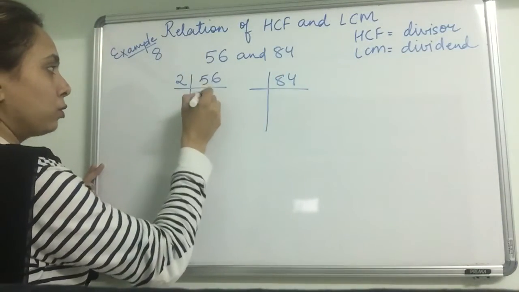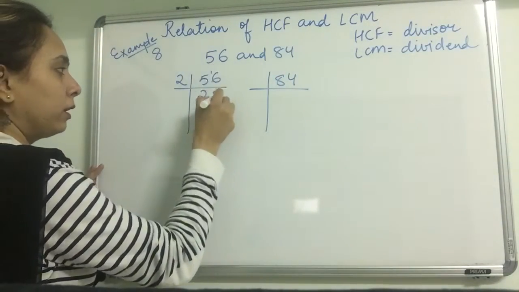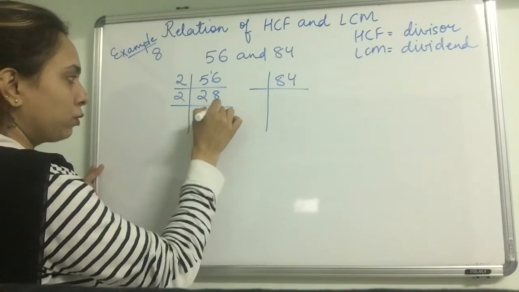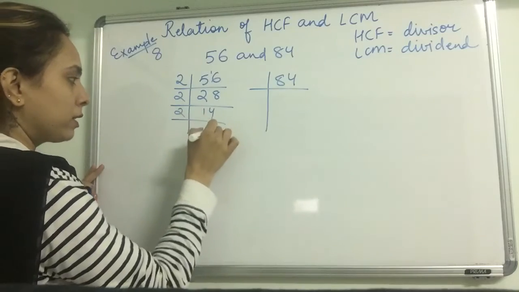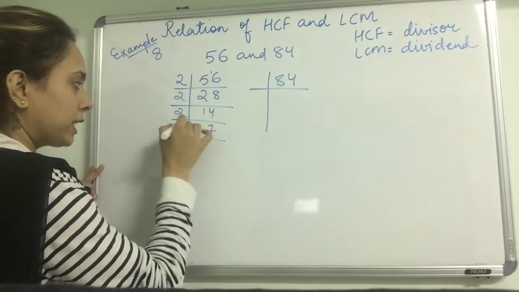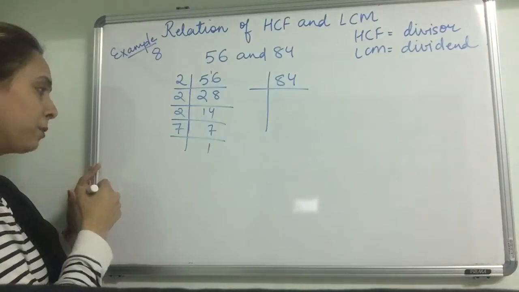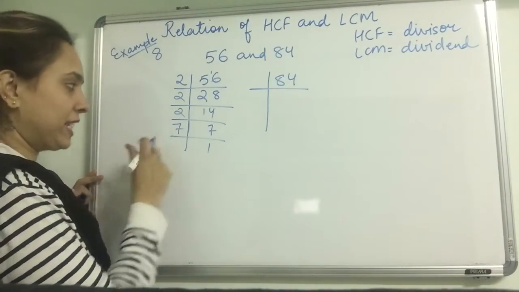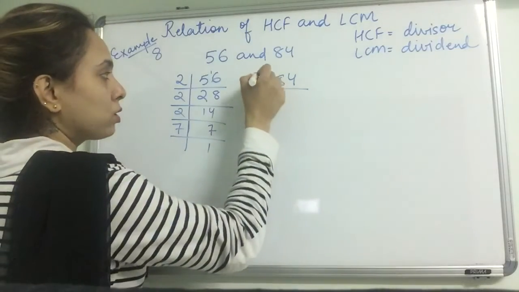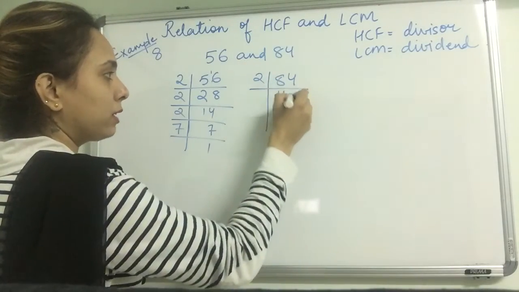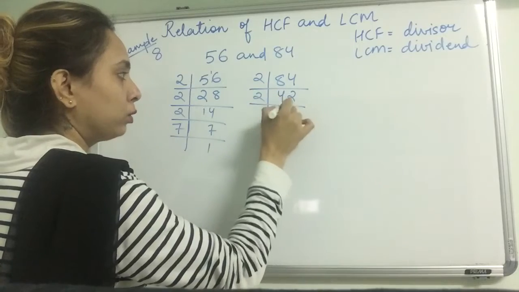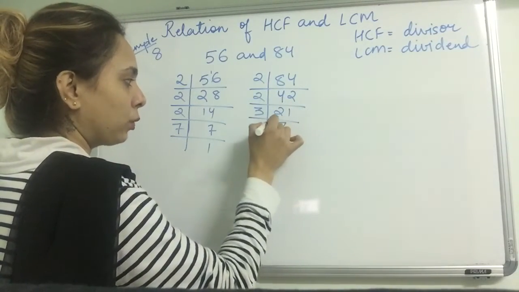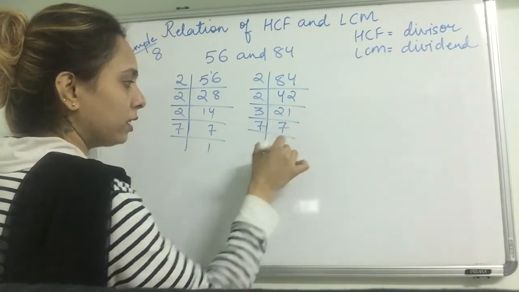So let's start with 2. 2 2s are 4, 2 4s are 8, 2 1s are 2, 2 2s are 4, 2 7s are 14, 7 1s are 7. Why have I taken 7? Because 7 is not divisible by 3, 7 is not divisible by 5, and 7 is divisible by 7. Now for 84: 2 4s are 8, 2 2s are 4, 2 2s are 4, 2 1s are 2, 3 7s are 21, and again 7 1s are 7.